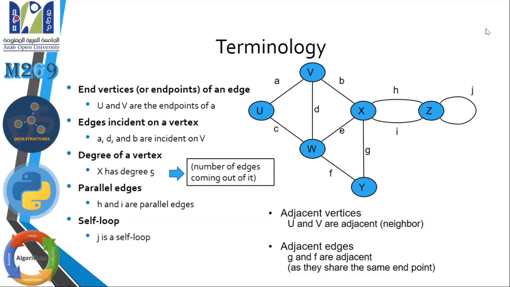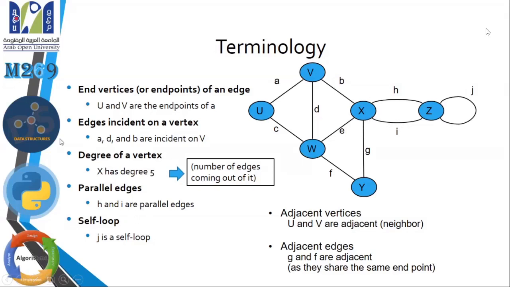Parallel edges. Parallel edges means H. Example, H and I are parallel. So we have H, we have I, that is considered parallel.